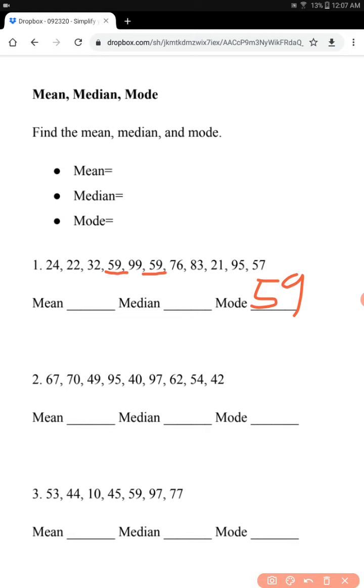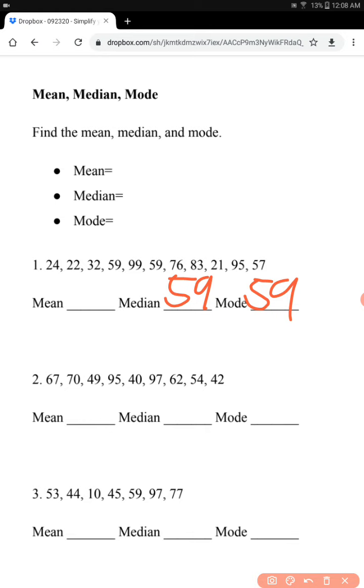And for the median, which is the middle number, we just narrow it down. The smallest number is 21, the biggest number is 99, second smallest 22, second largest 95, and then we keep on going: 24, then 83, 32, 76, 57, 59, and 59. So the median is also 59.